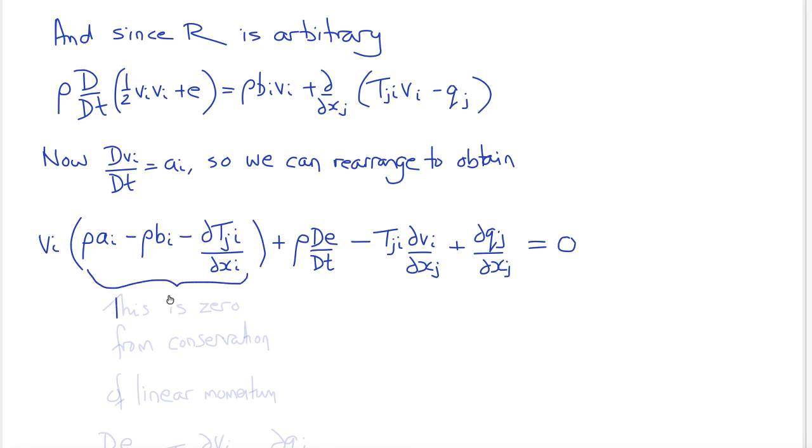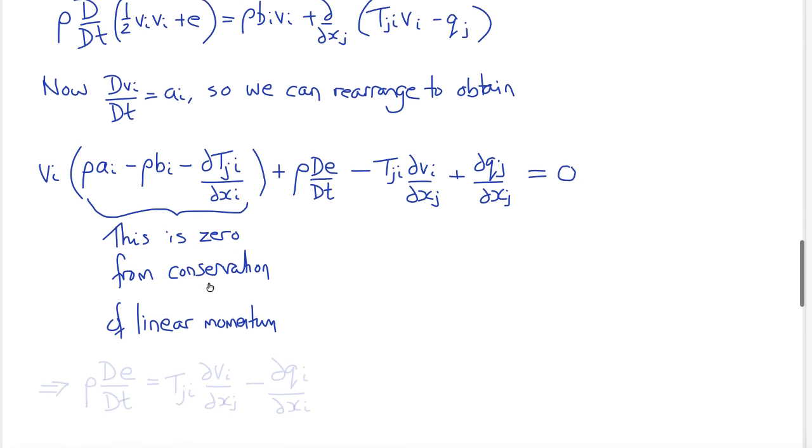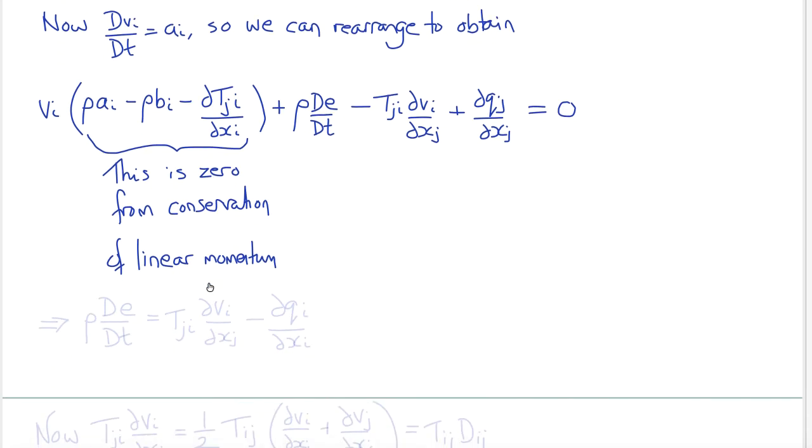Then we recognize that this term inside the brackets is actually 0 from conservation of linear momentum. The conservation of linear momentum says that rho times ai equals rho Bi plus del Tji del xj. So this term is 0 thanks to conservation of linear momentum. And so therefore our conservation of energy equation simplifies to rho times dE/dt equals the stress Tji del Vi del xj minus del Qi del xi.